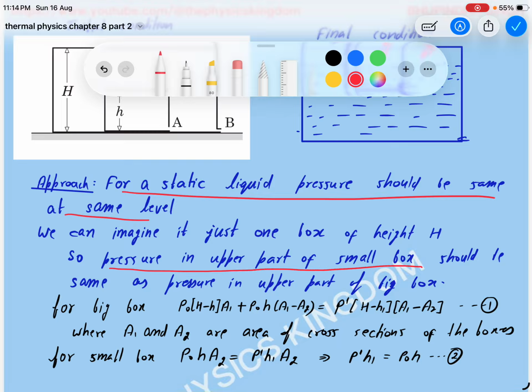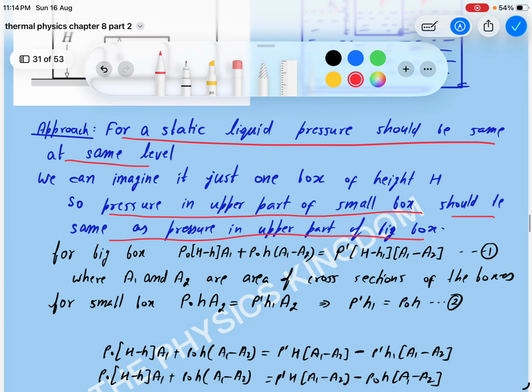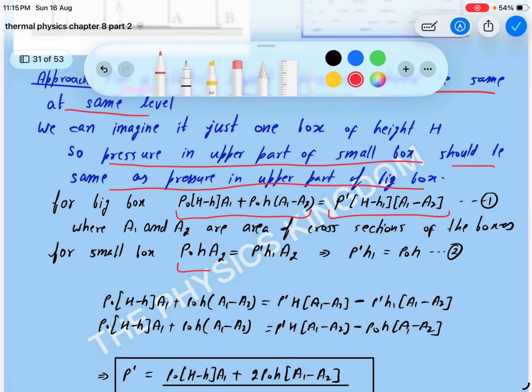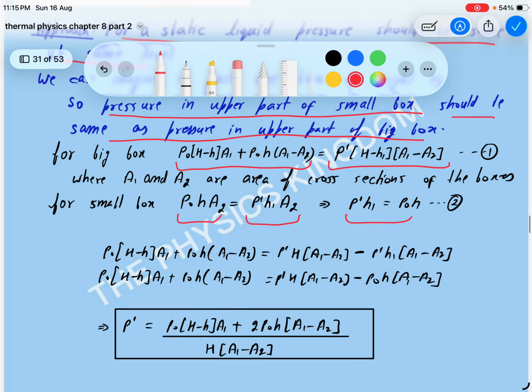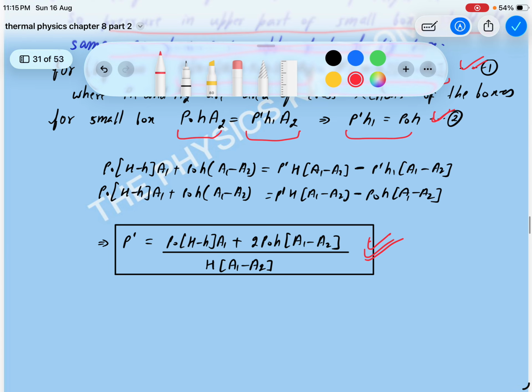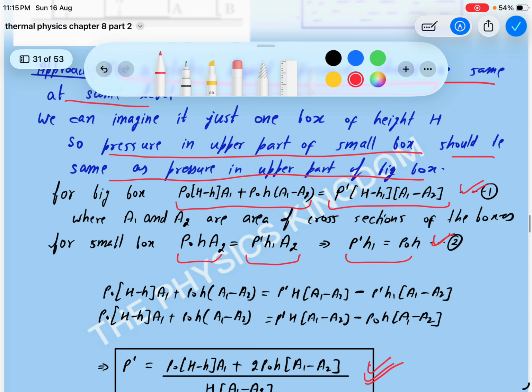The pressure in the upper part of the small box should be the same as the pressure in the upper part of the big box, right? So this thing I'm considering, and I'm applying at constant temperature P1 V1 is equal to P2 V2 for the bigger box, and the same P1 V1 is equal to P2 V2 for the smaller box, right? So I'm getting two equations, one for the bigger box, the other for the smaller box. Using these two equations, I'm getting this P dash value. So according to me, this should be the answer. Okay. So if I'm making any mistake in this concept, please write in the comment section.